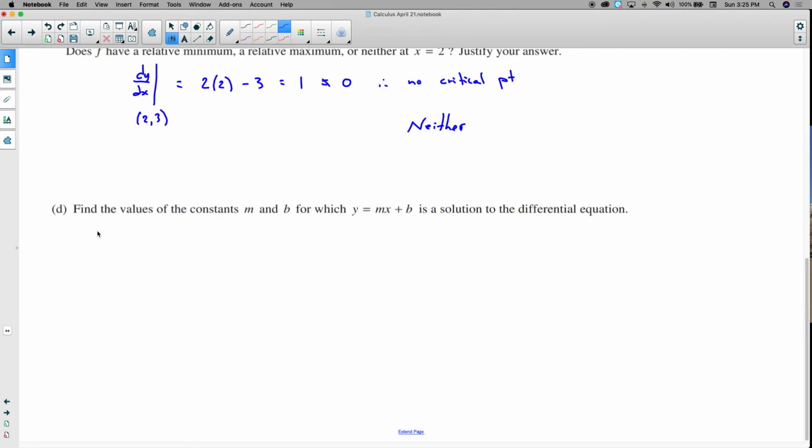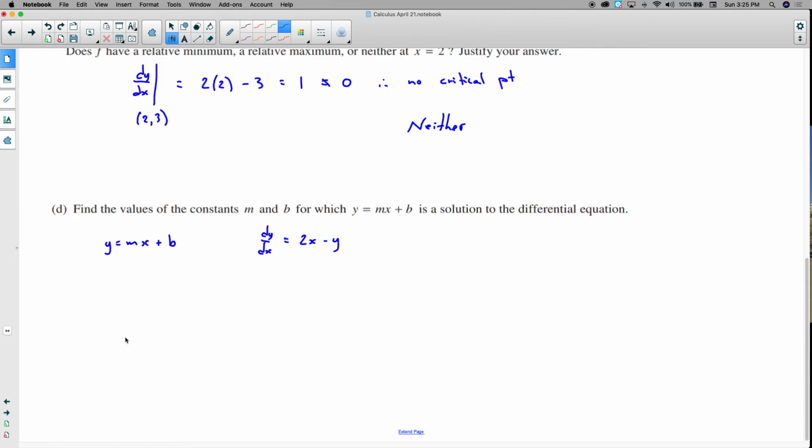If y equals mx plus b is one of our solutions to the differential equation, if it's a general solution to the differential equation, then what we know about y equals mx plus b, which is given in the early part of the problem, is that its derivative is this 2x minus y.